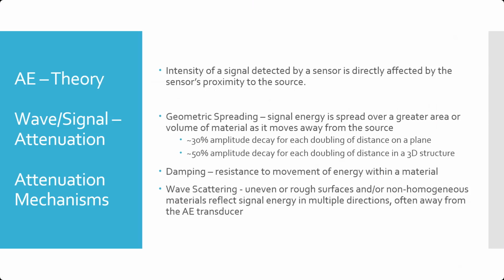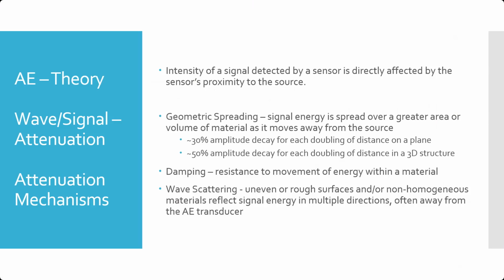And so what we get is these general rules. So geometric spreading: signal is spread over a greater area or volume. For each doubling of distance on a plane, you lose roughly 30% of the amplitude. And for each doubling of distance in a 3D structure, you lose roughly 50% of your amplitude. And so that has to be taken into account. It can also be used, we'll talk about multiple sensors to help pinpoint locations and things like that.